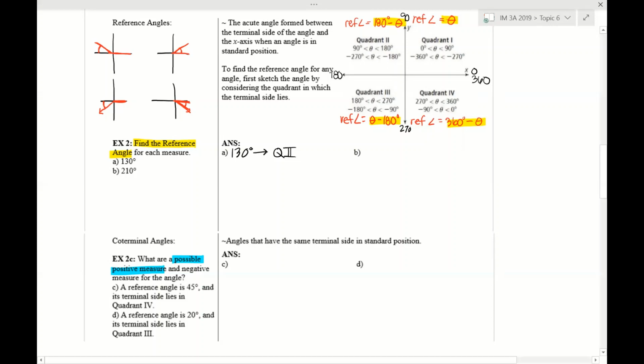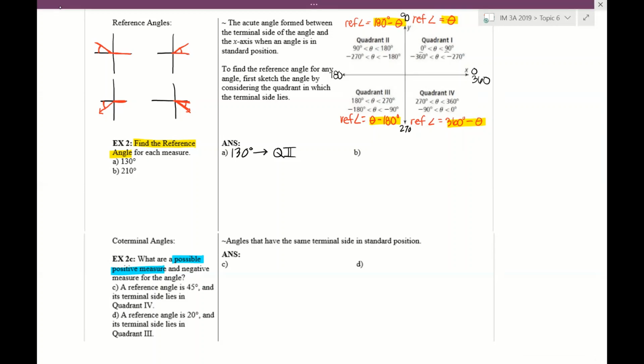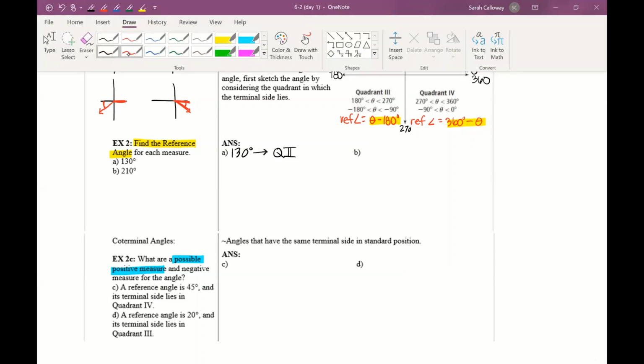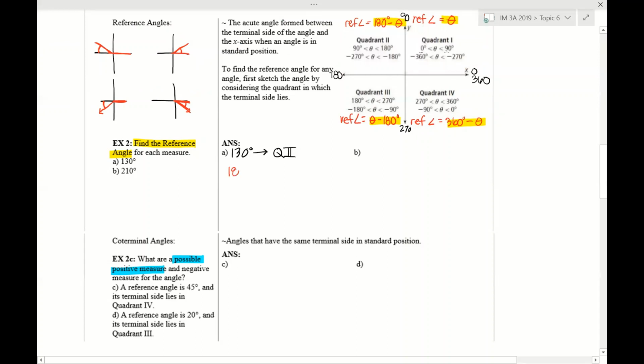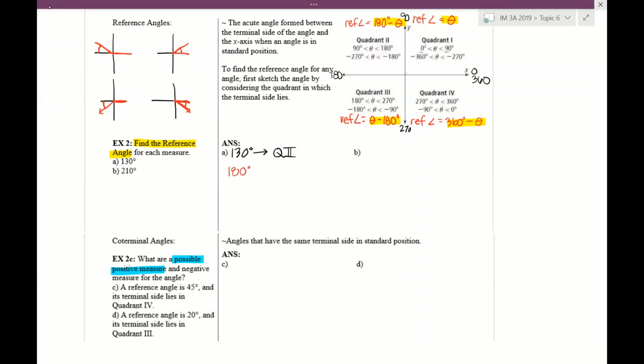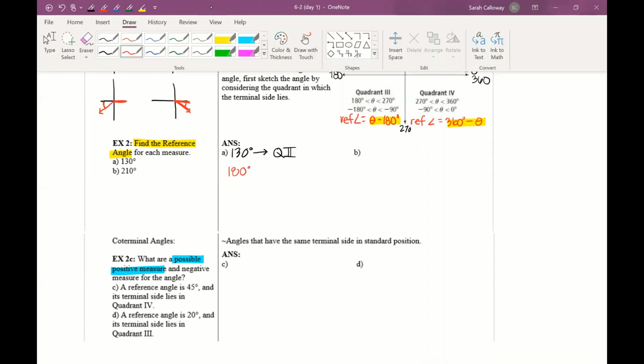They give it to you in inequalities here, both the positives and the negatives, referring to the beginning value and the ending value of each quadrant. And the good thing about this is it lists positives and negatives. So 130 is between 90 and 180, so it lies in quadrant 2. That means I'm going to do 180 minus my angle. So I'm going to take 180 degrees and subtract 130 degrees from it.